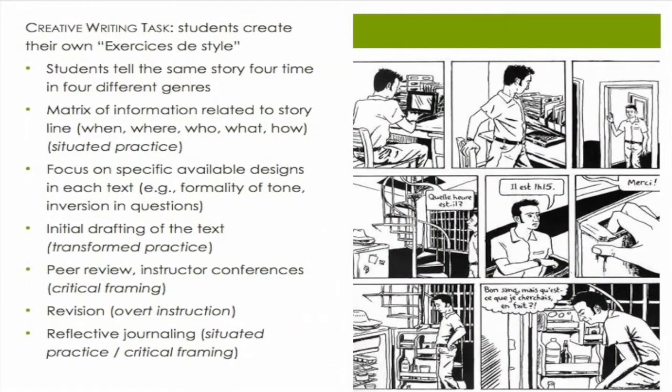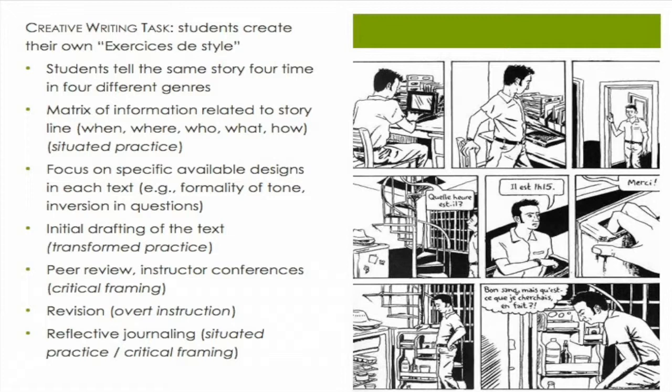So in this particular course, students created their own exercice de style in 4 parts. So they did 4 creative writing tasks based on the excerpts that they had read. They write an interview, a formal interview, like a police interrogation. They write a formal letter. They write a text that makes predictions about the future, and then they do a descriptive text. Those are the 4 genres that they did. So students wrote the same story 4 times in 4 different genres.